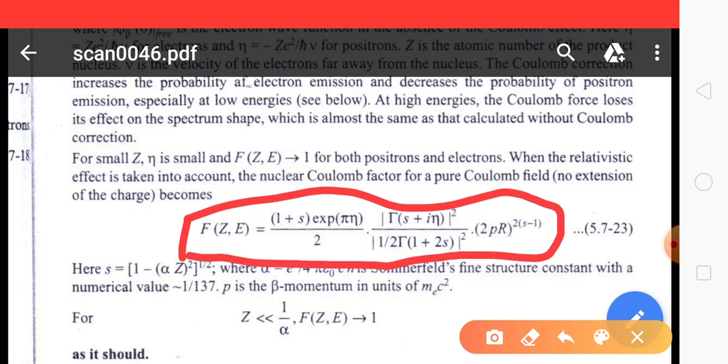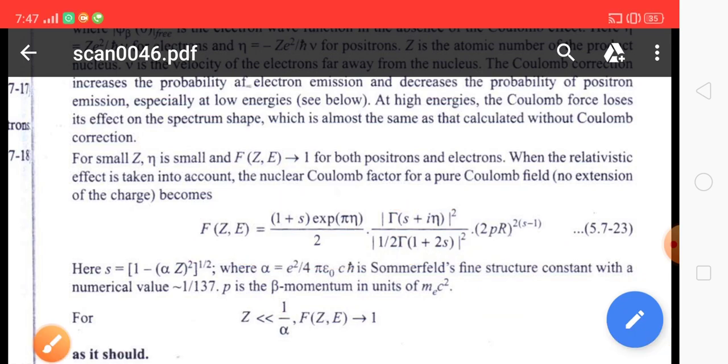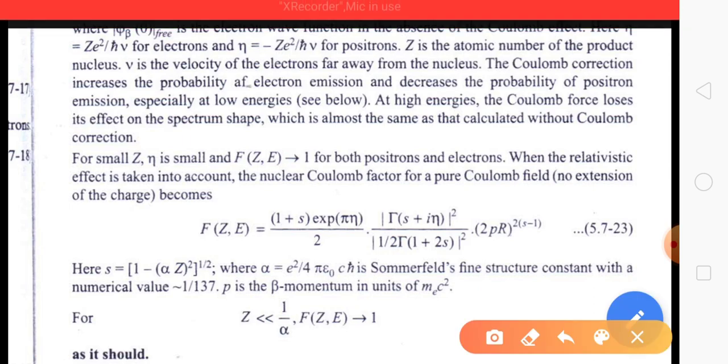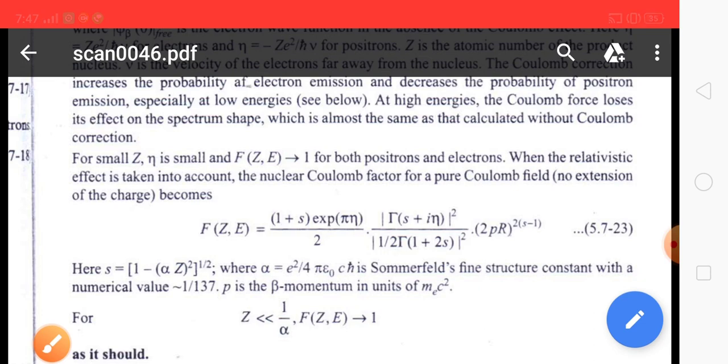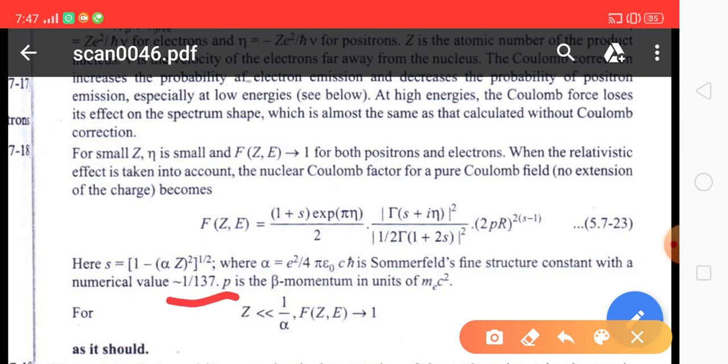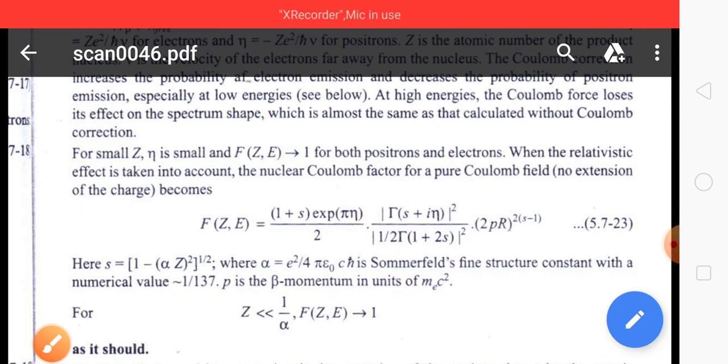So they have evaluated and calculated and found this expression for the nuclear Coulomb factor for a pure Coulomb field. Here s is equal to (1 minus alpha squared Z squared) raised to 1 by 2, where alpha is equal to e squared by 4 pi epsilon naught c h cross, Sommerfeld's fine structure constant. Please do remember that alpha is nearly 1 divided by 137, and p is the beta momentum in units of m e c.